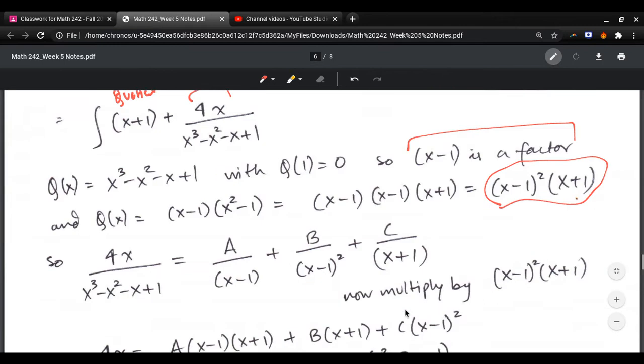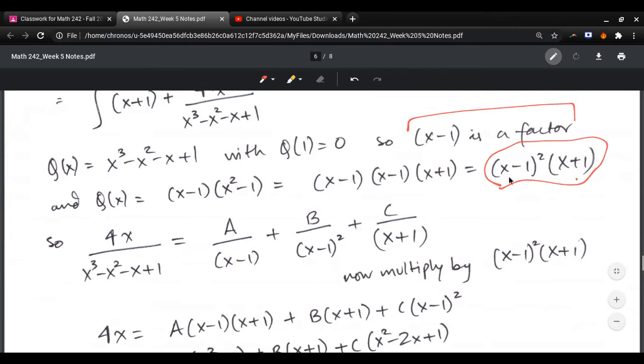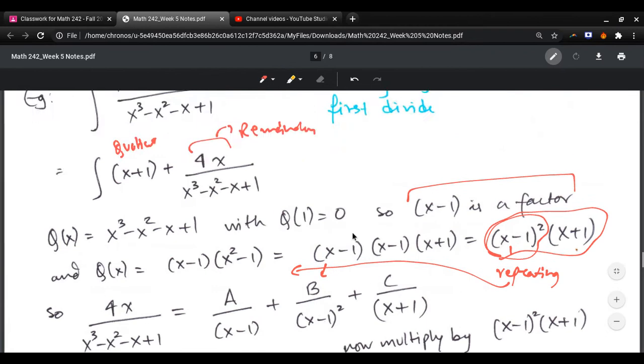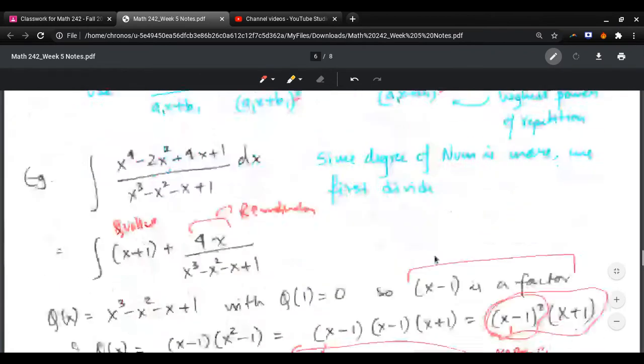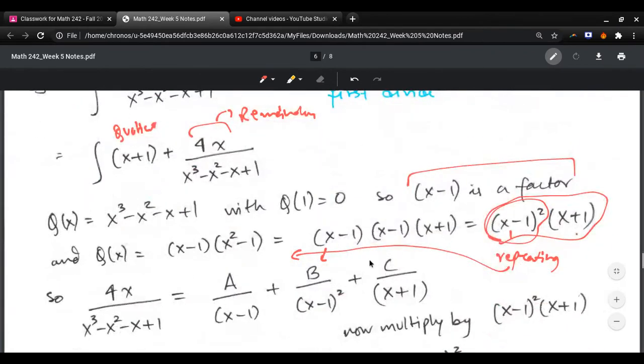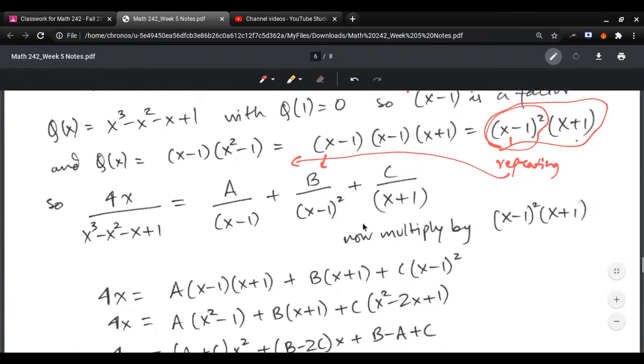times x plus 1. So in this case, because this is repeating, there's going to be two contributions of this in the expansion. One with the power 1 and one with the power 2. So this is what it means up here by until r, the highest power. So if this was a cube, you would have a third term with a cube in the denominator. And then the process is the same.